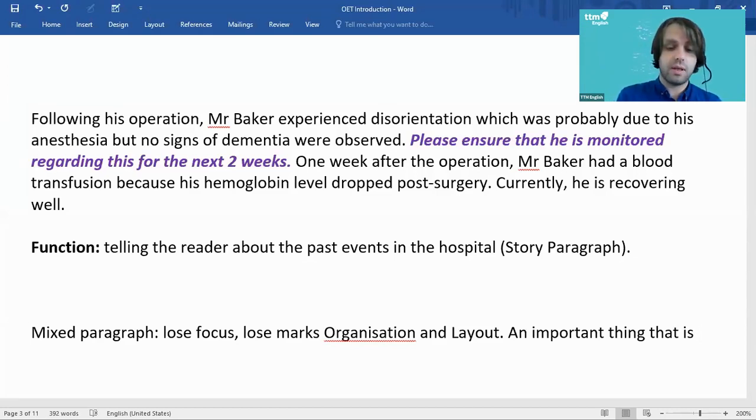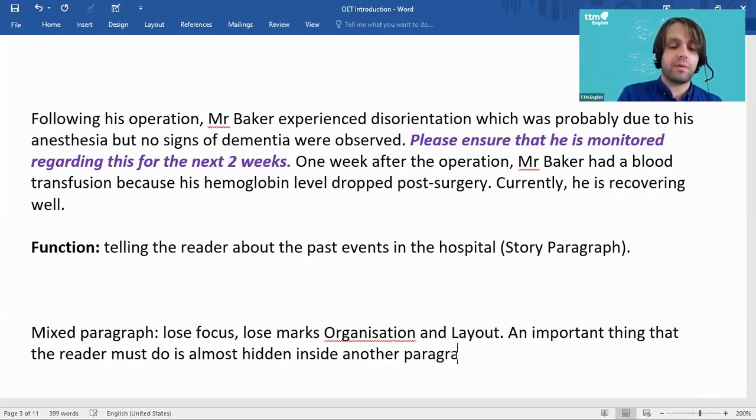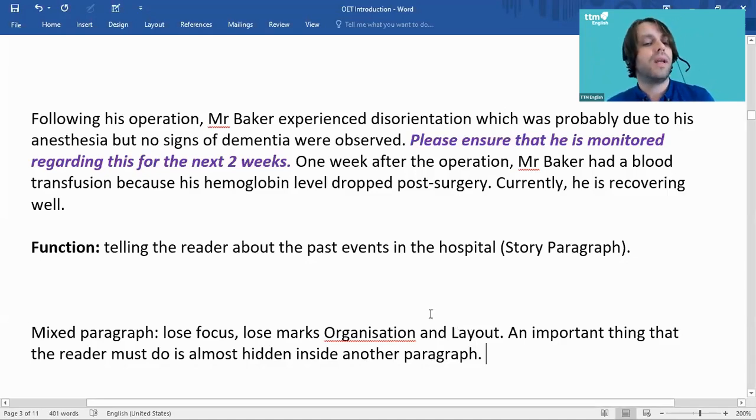The important thing that the reader must do is almost lost or hidden inside another paragraph. Okay, so we don't want to do this.